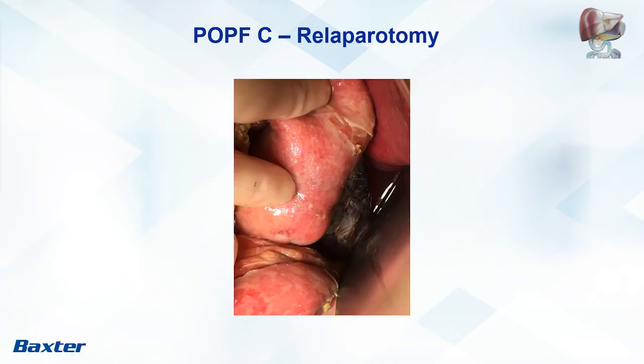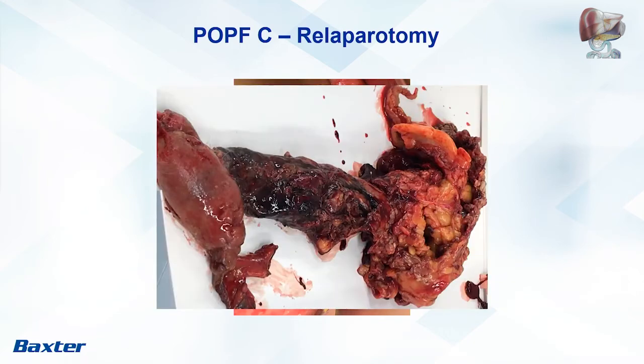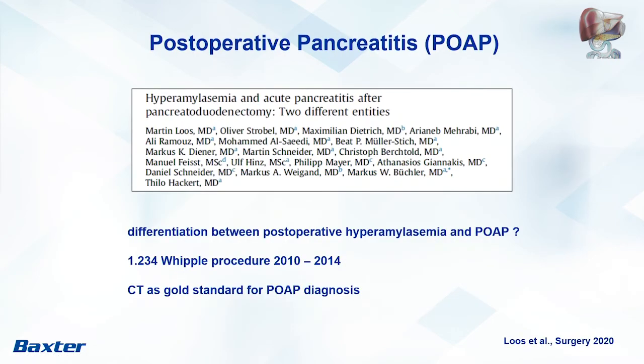The other possibility is the same picture like this. You take out the pancreas, it might look like this, and you have a severe necrotizing remnant pancreatitis. And of course, this pancreas has to be taken out immediately.